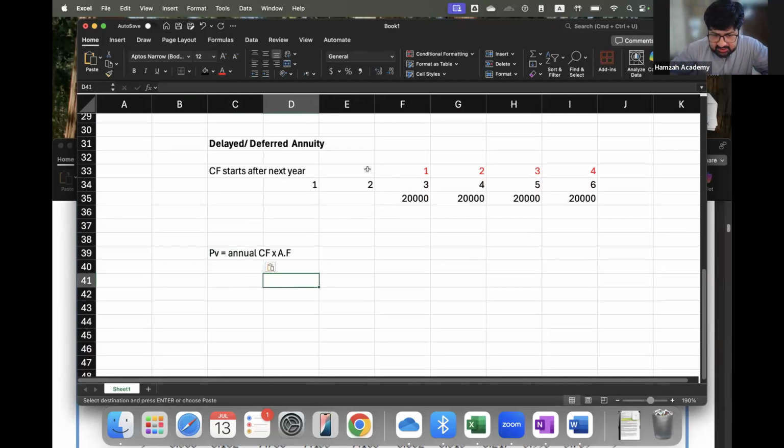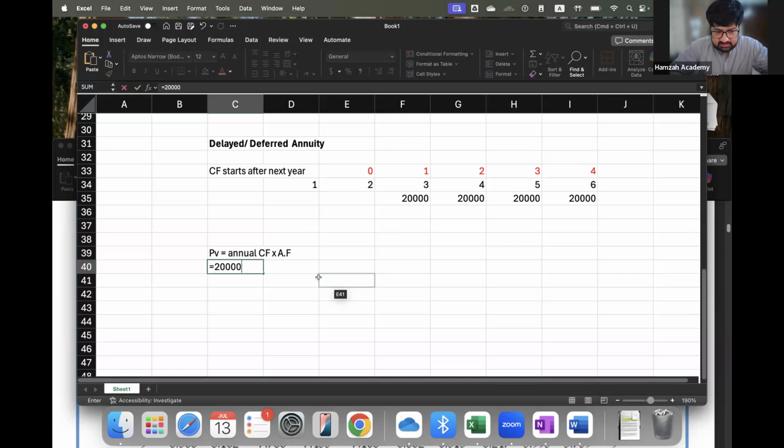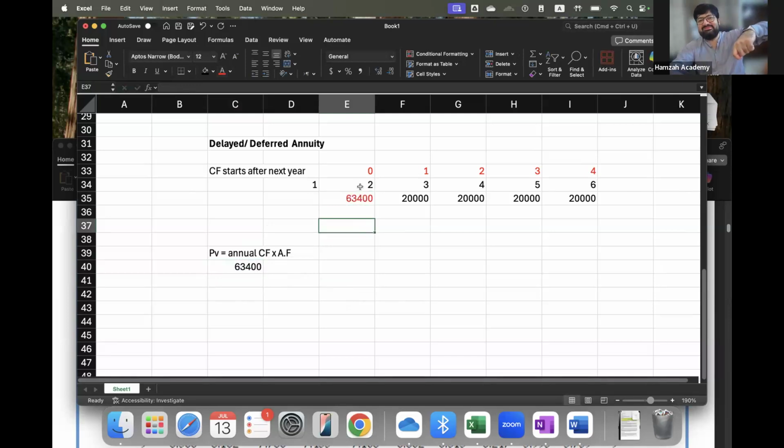When we solve it, this is then year 0. Answer will fall here when we calculate present value using this. Let us do this. So 20,000 into 3.170, simple annuity. This 63,400 is the answer in year 2. This is the value in terms of year 2. We need to calculate its present value today.